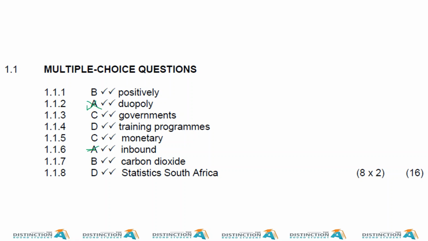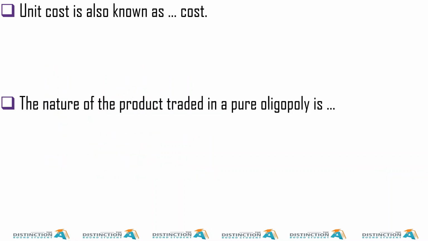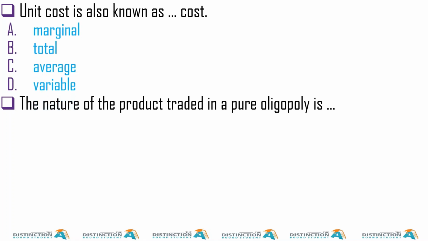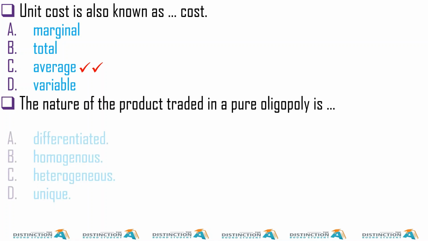Right, there we have our 2A's. Where's my cursor? There goes our 2A's, 2B's, 2C's, and 2D's. Right, the next one, November 2018. Unit cost is known as dash cost. Unit cost, come on, unit cost. It's average because it's cost per unit. So that's our average cost.